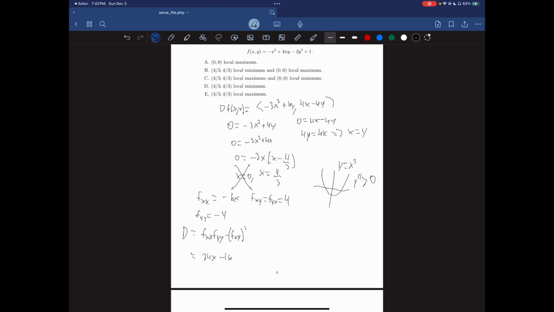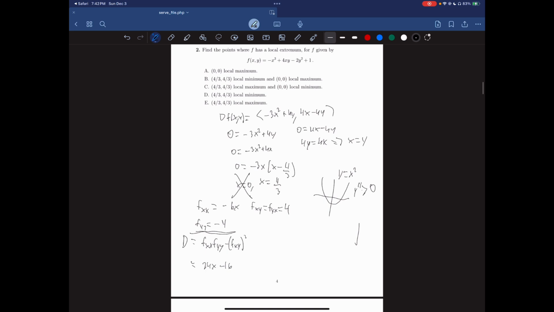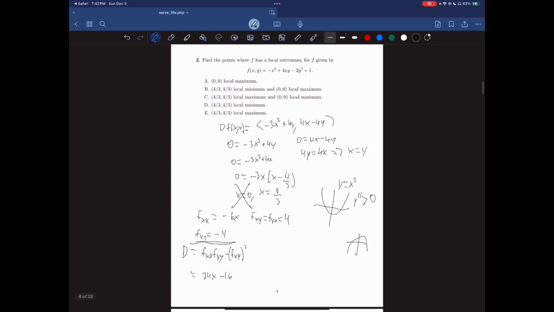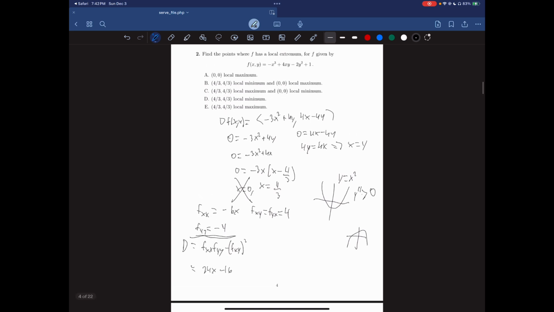So as we can see, it's going to be negative here, and negative is just the opposite of what I drew here. So that means we're going to have something like this. So it's going to be a local maximum at x equals 4/3. So it'll just be 4 over 3, 4 over 3. And I said maximum, so it looks like it's E here.